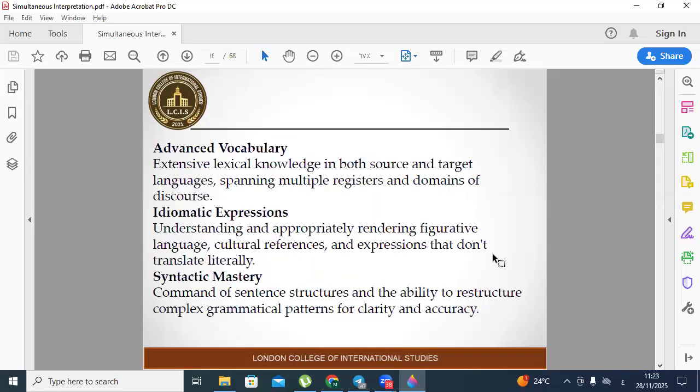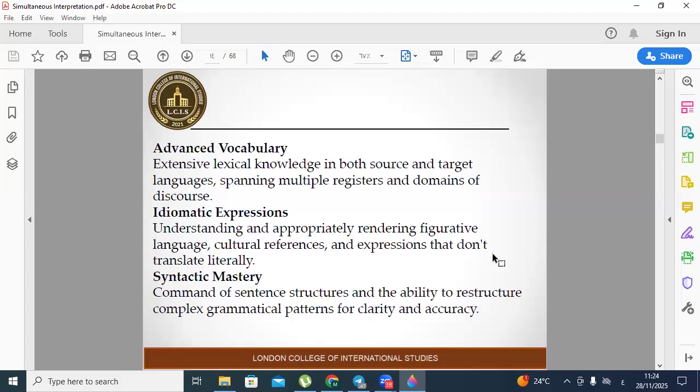Now let's go to advanced vocabulary, idiomatic expressions, syntactic mastery. Extensive lexical knowledge in both source and target languages, spanning multiple registers and domains of discourse. Idiomatic expressions: understanding and appropriately rendering figurative language, cultural references, and expressions that do not translate literally. Syntactic mastery: command of sentence structures, and the ability to restructure complex grammatical patterns for clarity and accuracy.